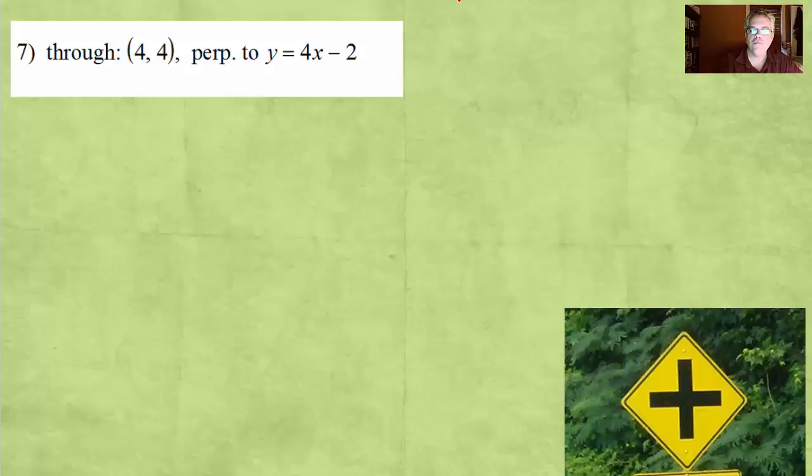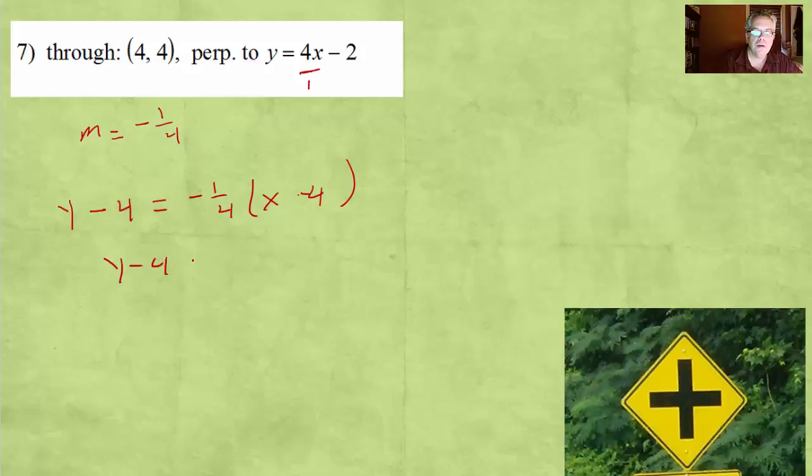So this time the slope is 4 of the given line, and we want a perpendicular line. So the opposite reciprocal of 4, well, what is that? Well, 4 is equal to 4 over 1. We can think of that as a fraction that way. So the opposite reciprocal of 4 would be negative 1/4. Here we go. We're going to have y minus y1 equals m times x minus x1. Okay, I'll simplify real quick. Equals negative 1/4 x plus 1. We add 4 on both sides, we get negative 1/4 x plus 5. Voila.